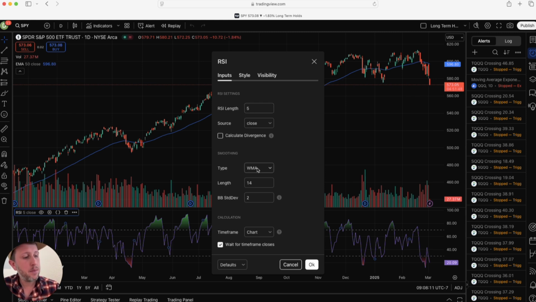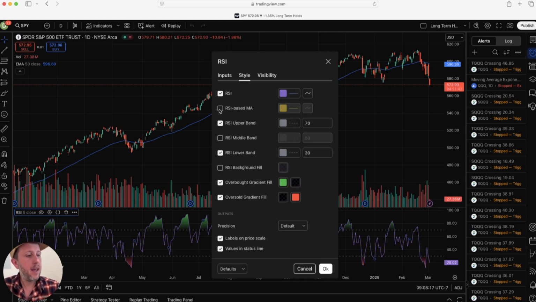I have my type set as the Wilder's moving average, length 14, 2 as the standard deviation, and I don't use the RSI-based moving average on it. I don't use the middle band, and I don't have it background filled because it's just extra stuff on the screen that I don't want to look at.